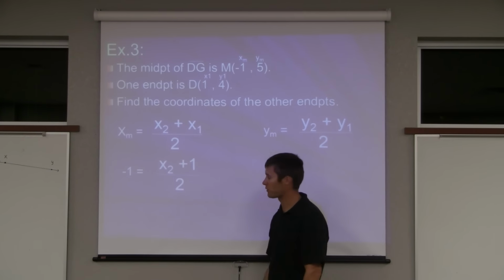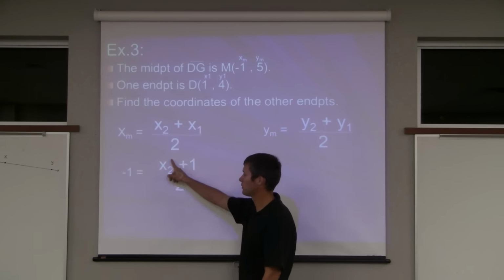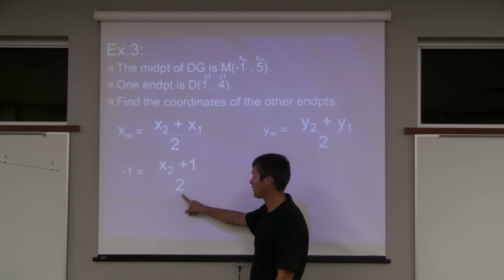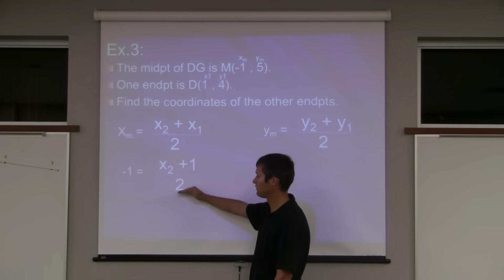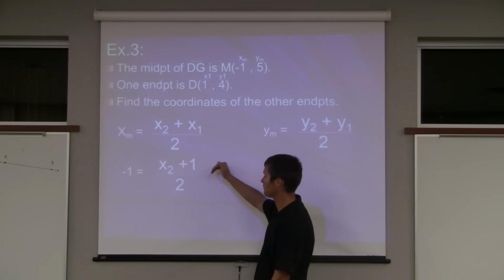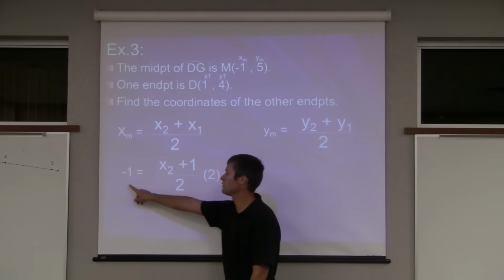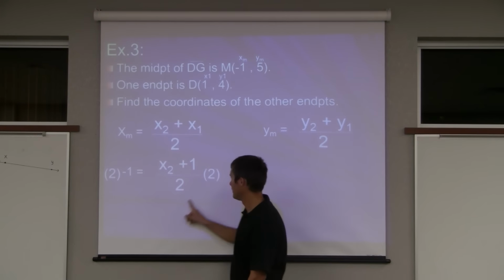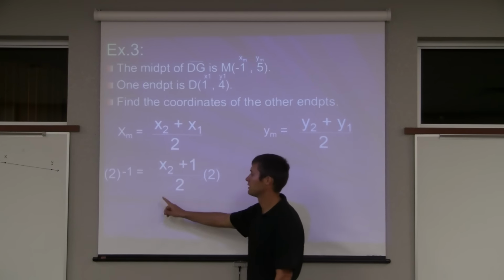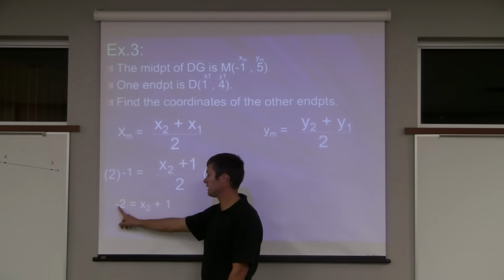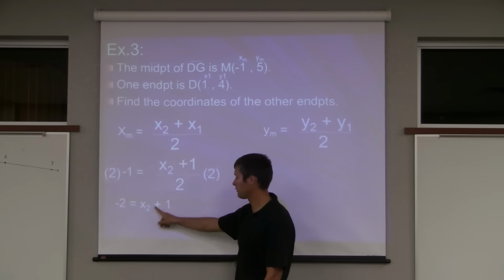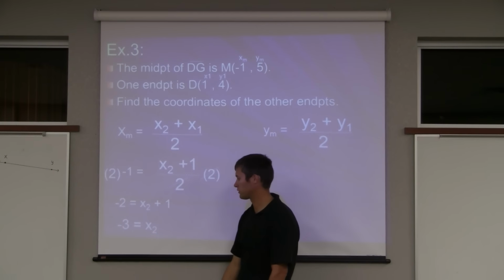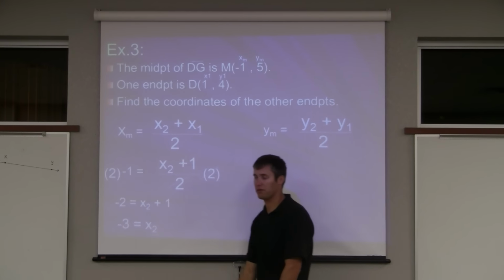Now we work backwards. So we want to solve for x2. So how do I get rid of this 2 here? Well, I'm dividing by 2. So the opposite of dividing by 2 is multiplying by 2. So we'll multiply this side by 2 and this side by 2. These cancel out. 2 times negative 1 is negative 2. Then to get rid of 1, I subtract 1. So your x is negative 3.